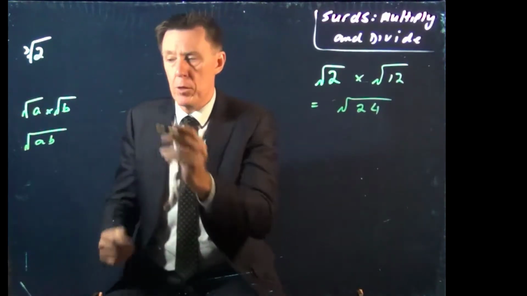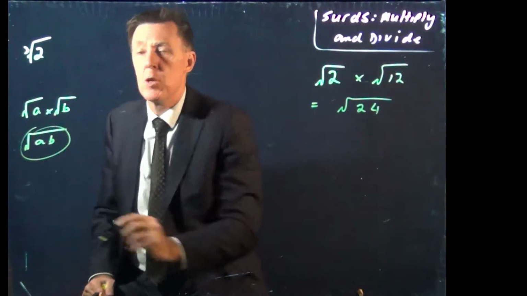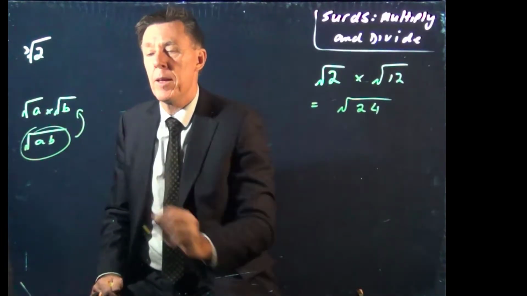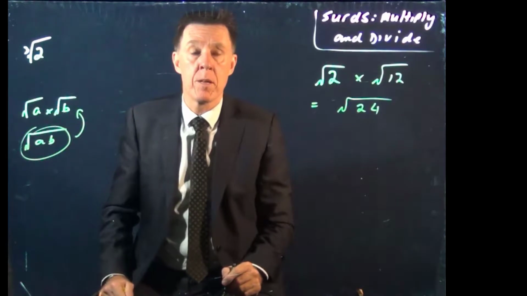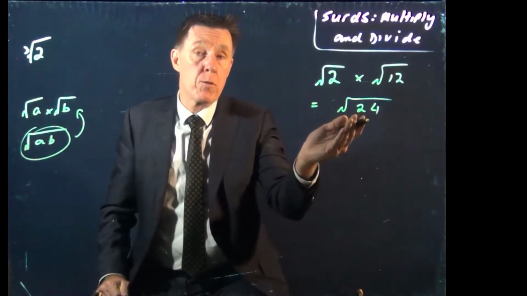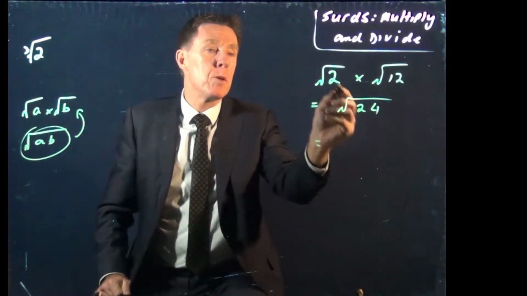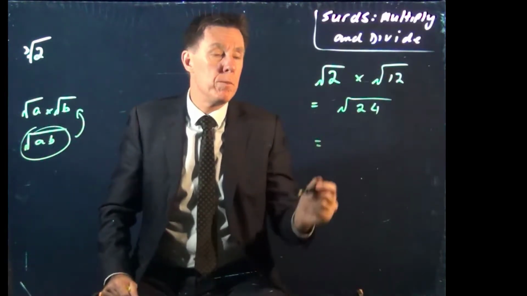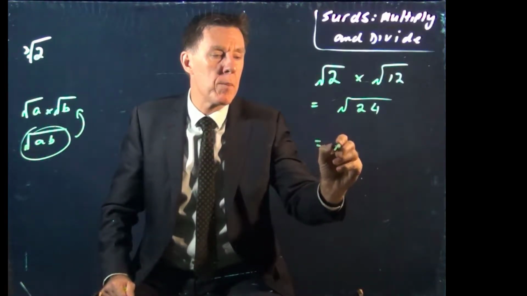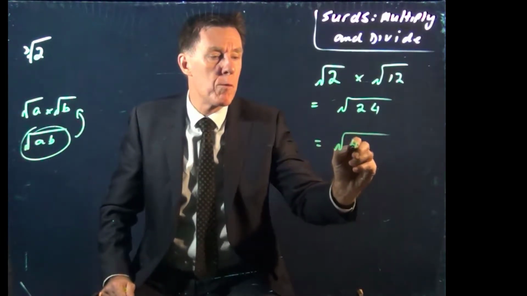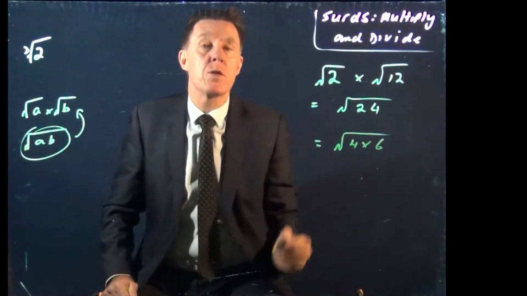It works in reverse. If I've got two numbers multiplied together underneath a square root symbol, I can split them out like that to become multiply. For example, if I take the one that I've got here, I could split it back to be square root of 2 times square root of 12. But I'm actually going to split it back to become another pair of factors of 24. I'm going to split it to become square root of 4 multiplied by the square root of 6.